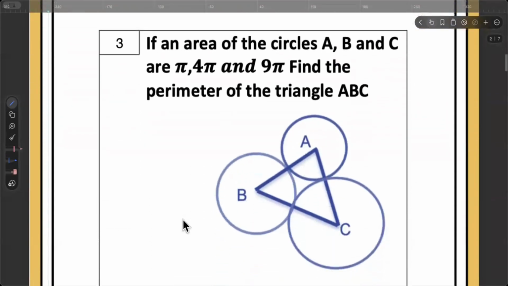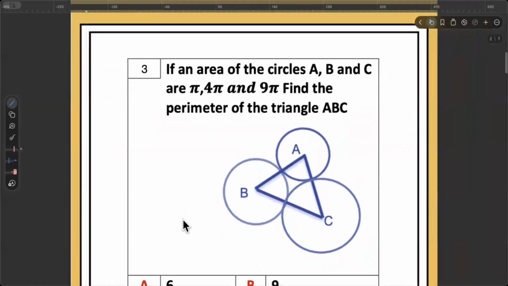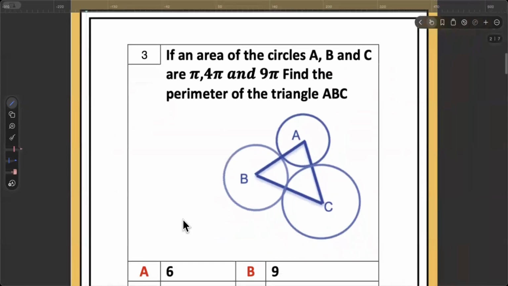Question 3, find the area of the circle. If the areas of circles A, B, and C are pi, 4 pi, and 9 pi, find the perimeter of the triangle ABC. If you have the area of the circle in terms of pi, we can find the length of its radius by taking the square root of the number in front of pi. So if we have here 1 pi, this is the area of circle A. So the square root of 1 will be 1. So the radius of circle A will be 1 and 1.